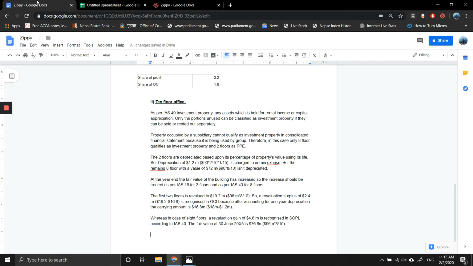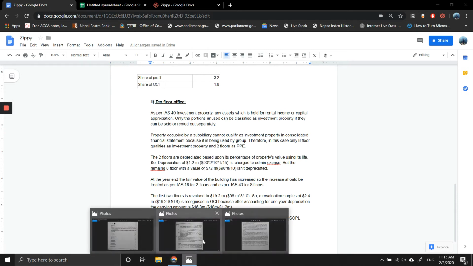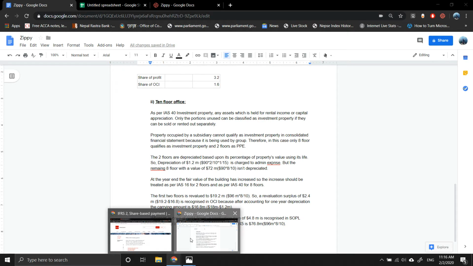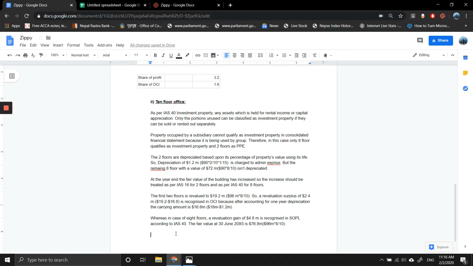All right, anything else that we are missing? So the 10 floor thing is also done, right? So the explosion, damaged building. Hold it, underline it. Let's start writing our answer.